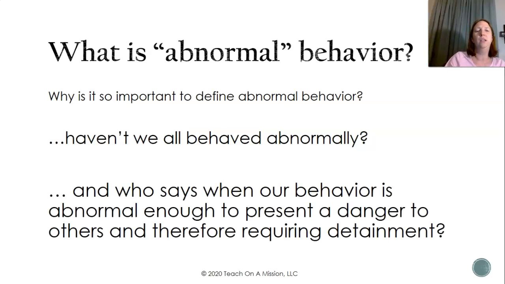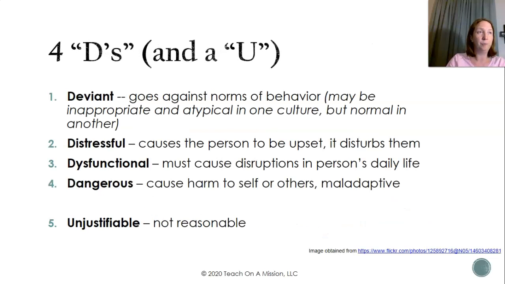But at what point does that abnormal behavior present a danger to you or to others? At what point does it require medical intervention or perhaps even detainment, perhaps checking someone into inpatient care? How do we know where that line is? Well, we rely on the APA to define it for us. And it could be summarized in these 4 Ds and a U. These are the characteristics that the APA has said help identify abnormal behaviors.